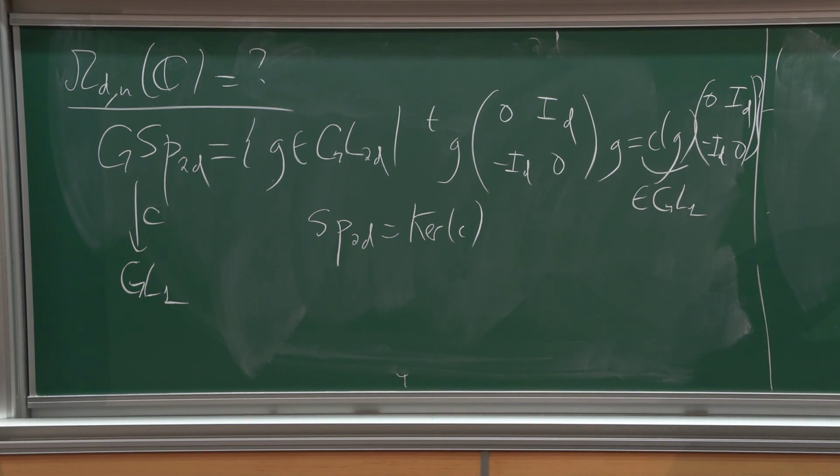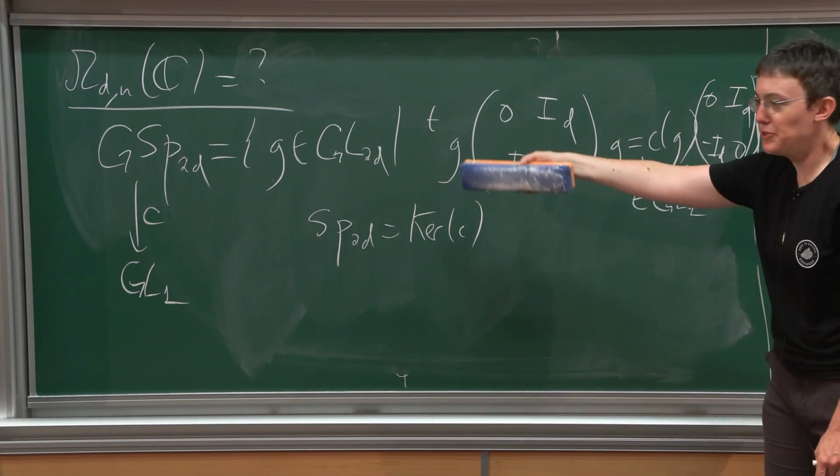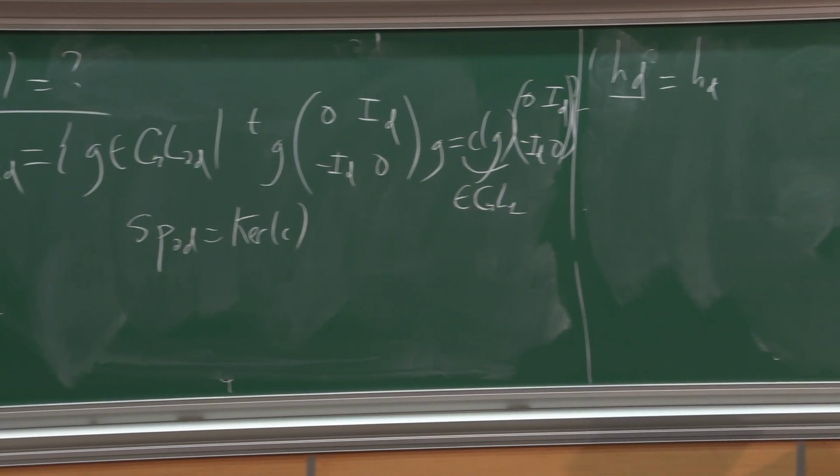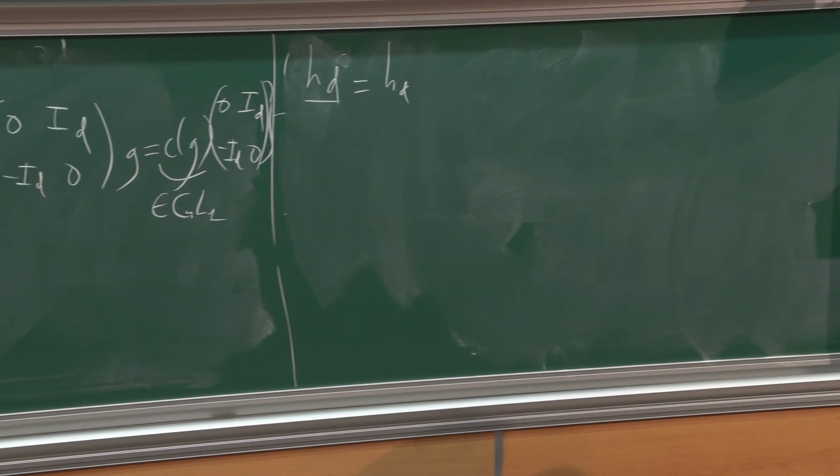And this guy, so if D equals 1, the symplectic group was SL2, and this is GL2. And C is the determinant. So this does not act on HD+. GL2 of R does not act on the Poincaré upper half plane, it acts on C minus R.